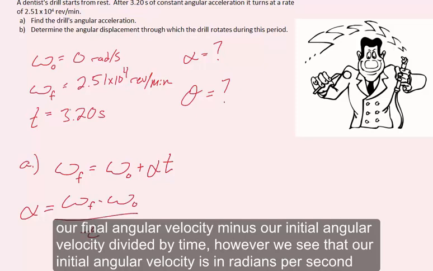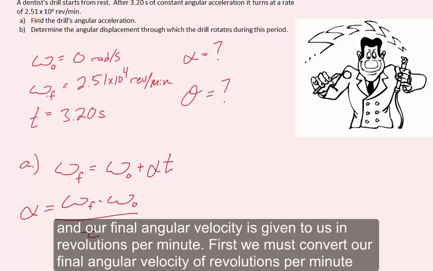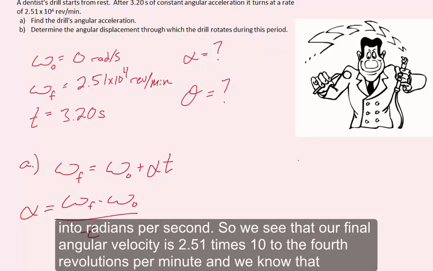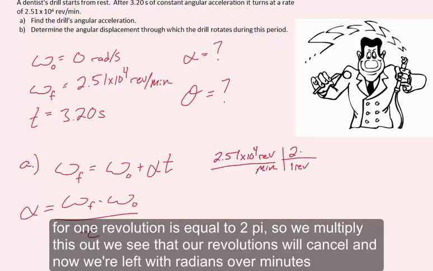divided by time. However, we see that our initial angular velocity is in radians per second, and our final angular velocity is given to us in revolutions per minute. First, we must convert our final angular velocity of revolutions per minute into radians per second. So we see that our final angular velocity is 2.51 times 10 to the fourth revolutions per minute. And we know that one revolution is equal to 2 pi. So when we multiply this out, we see that our revolutions will cancel, and now we're left with radians over minutes.